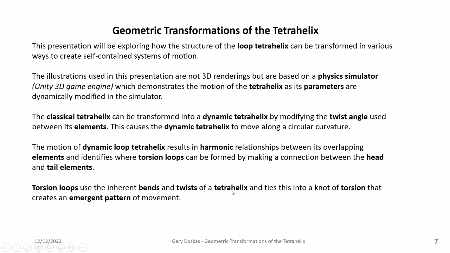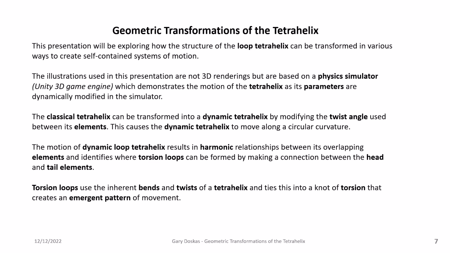So a summary of what I'll be talking about is we'll be exploring the loop tetrahelix and how it can be transformed in various ways to create these self-contained systems of motion. Now, the illustrations in this presentation are not 3D renderings, but they're based on a physics simulator. In this case, it's the Unity 3D game engine, and it demonstrates the motion of the tetrahelix as its parameters are dynamically modified in the simulator.